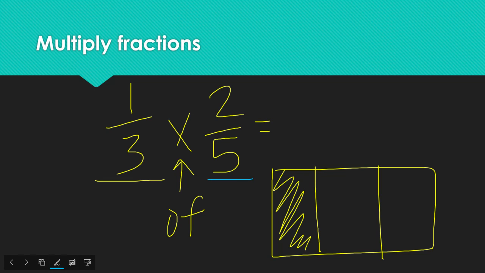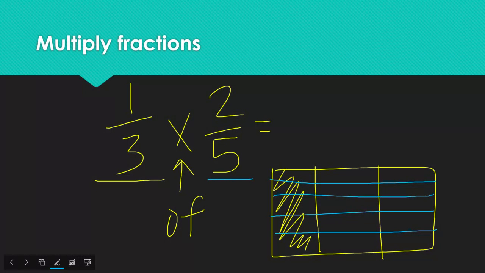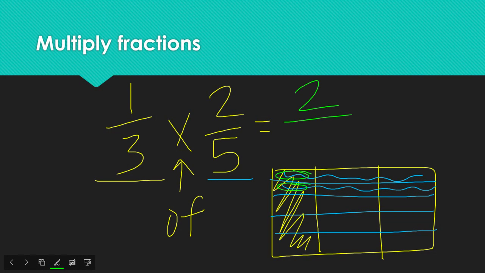So I can split it into groups of 5. 1, 2, 3, 4, which makes 5 sections. But again, my numerator is 2. So I'm going to only highlight 2 pieces. 1, 2. Now when I get my product, do you remember how we find our numerator? It's how many pieces have both or overlapping. And I see 2 pieces have blue and yellow lines in them.